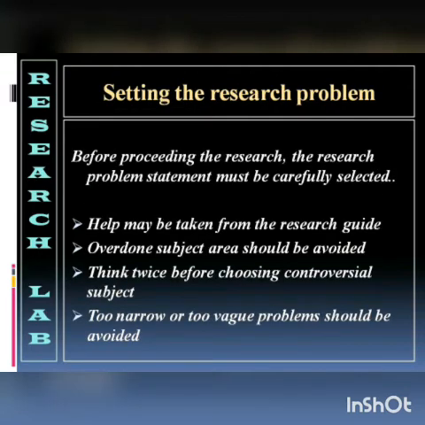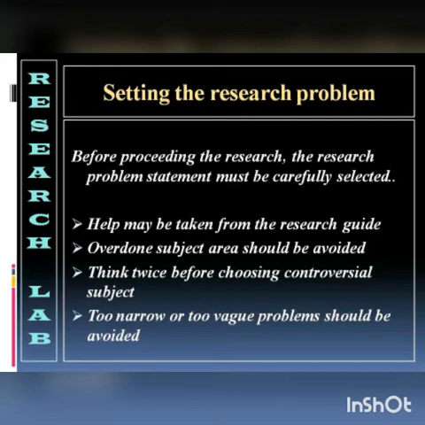Now we are going to look at selecting the problem. Researchers will always have a doubt about how to select a problem for doing research. Before proceeding with the research, the research problem must be carefully selected. Sometimes help may be taken from the research guide. Most importantly, an overdone subject area should be avoided because there is already much research done in that area, and the research we are going to do is not going to give much impact or input to that area.